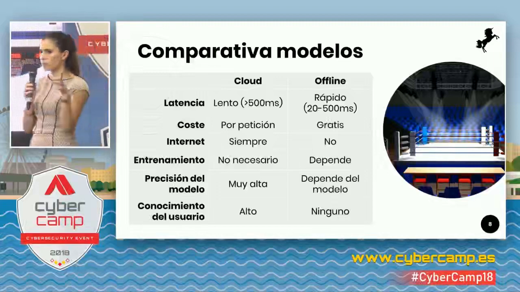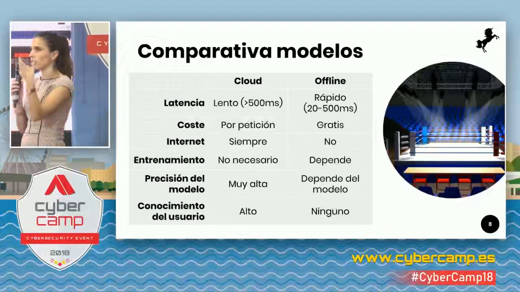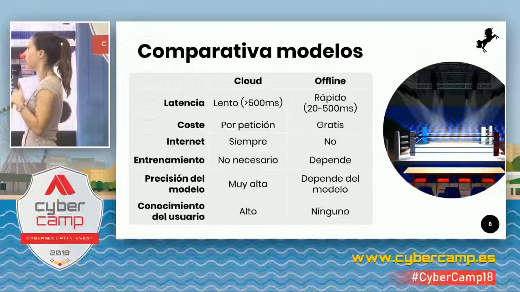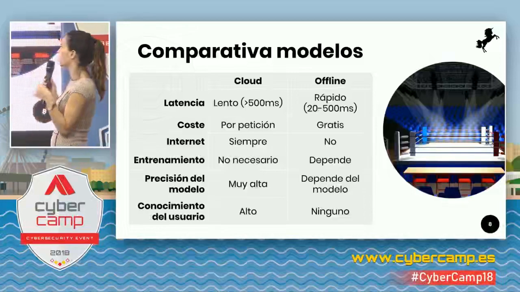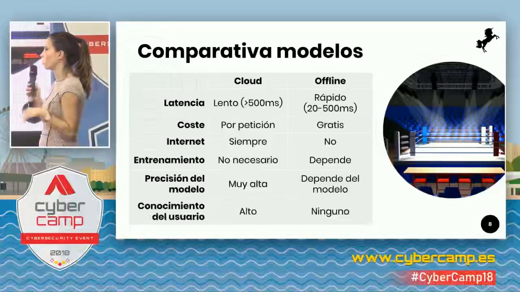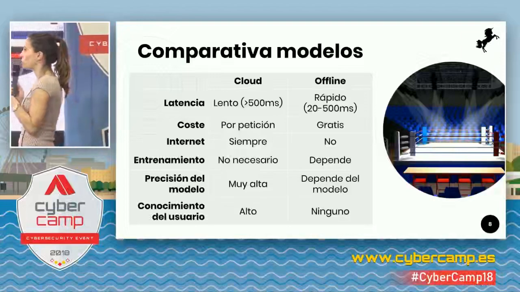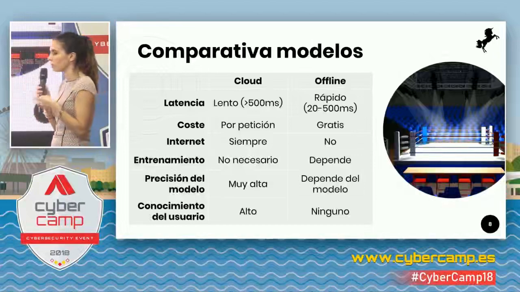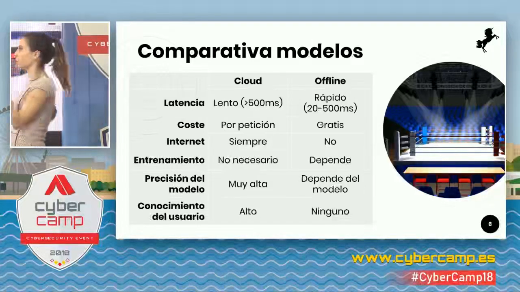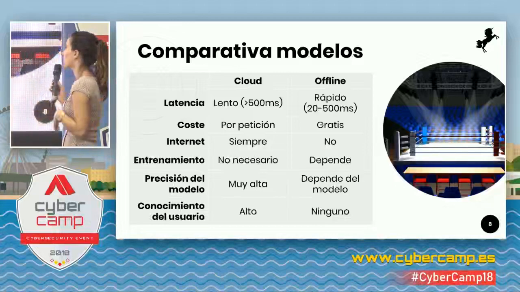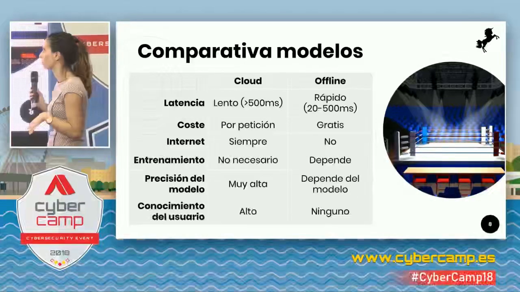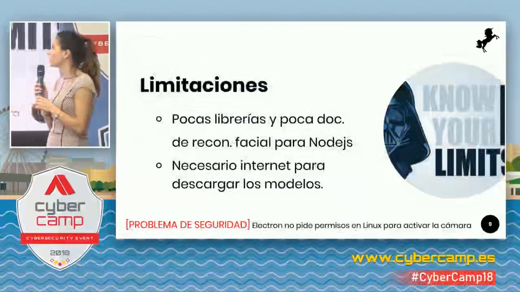About accuracy, well, the cloud model allows not just face detection, but also knowing if two faces are the same or not, and you only need two pictures for that with very high probability. About prediction accuracy, well, offline, it very much depends on which system you select. About user knowledge, well, the user needs to configure the Amazon account, whereas with the offline mode, it's all transparent and the user doesn't need to know what's going on.